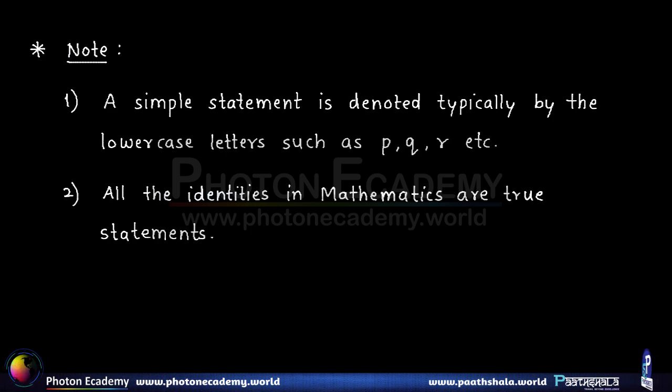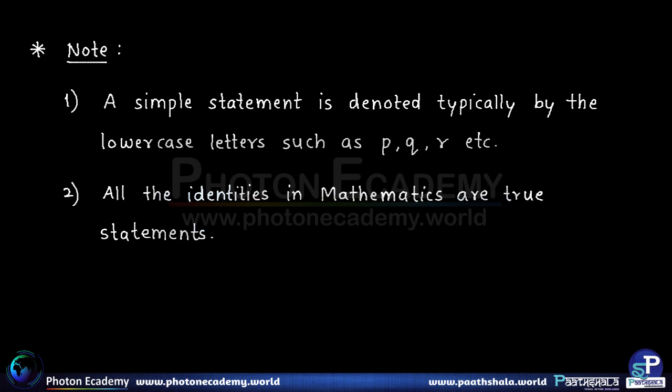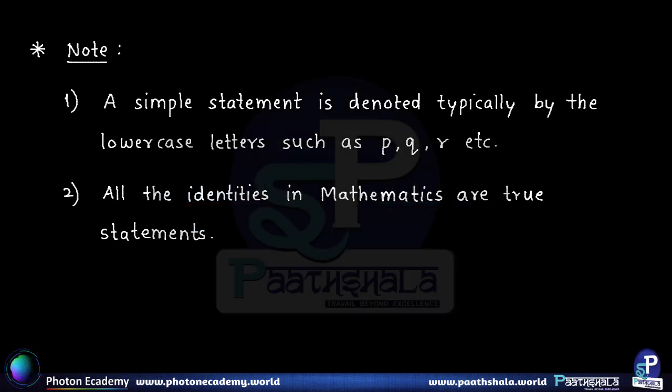Let us go ahead and just remember two important points here. That is, a simple statement is typically denoted by lowercase letters such as p, q, r and so on. And secondly, all the identities in mathematics are true statements, because that's the meaning of the word identity. That is, it's an equation which is true for all the values of the variables involved in that particular equation, right? So the identities are always true statements, of course within their own context.